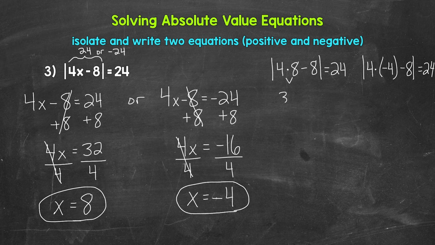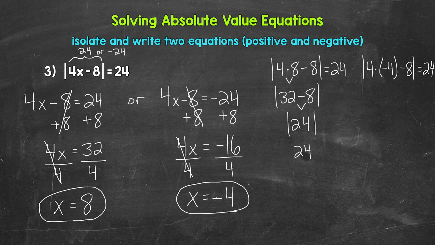4 times 8 is 32. So now we have the absolute value of 32 minus 8. 32 minus 8 gives us 24. And the absolute value of 24 is 24. So we are correct there.